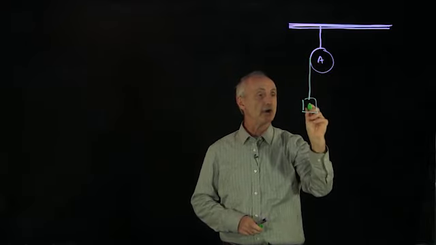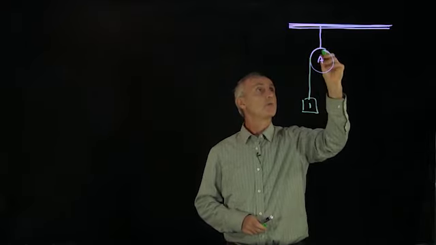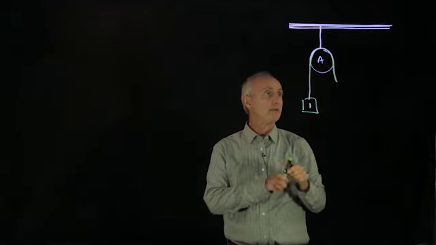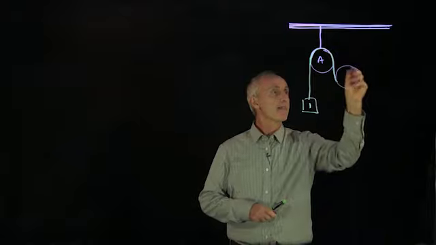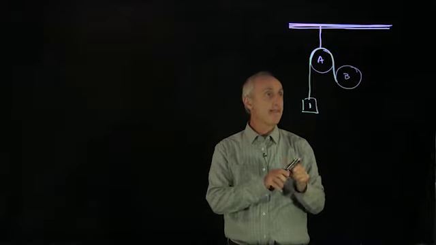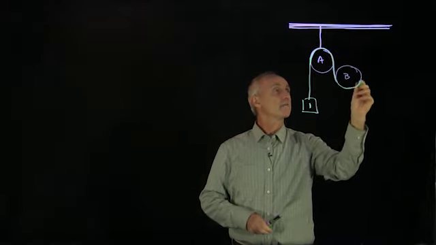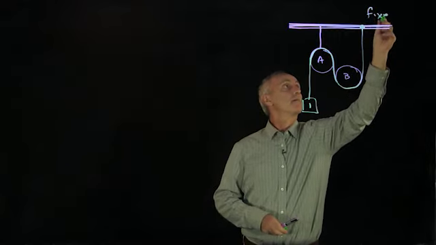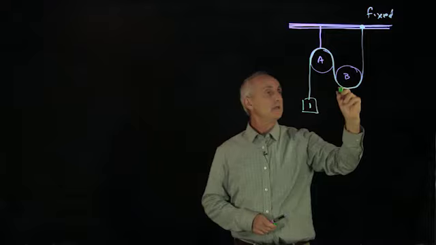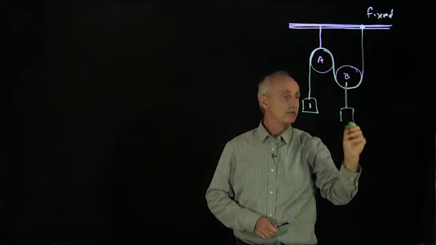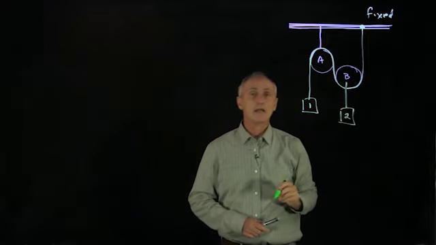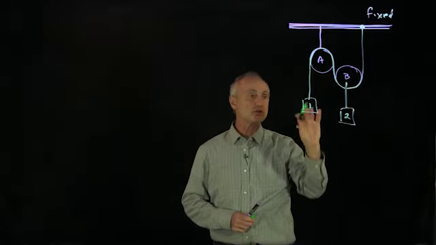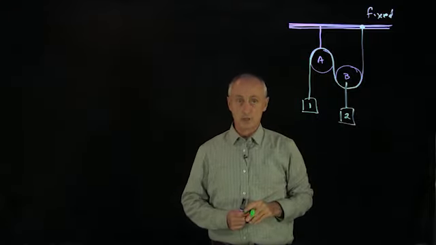And here we have object 1. And the rope goes around the pulley. And now it's going to go around another pulley B fixed to the ceiling. So that's fixed. And hanging from pulley B is another mass 2. And our goal in applying Newton's second law is to find the accelerations of objects 1 and 2.